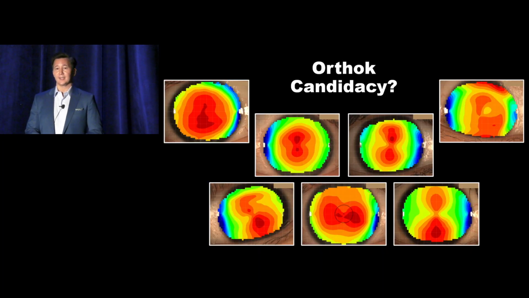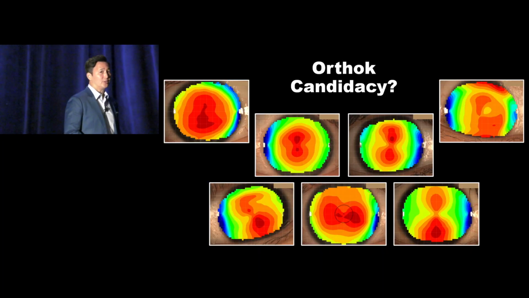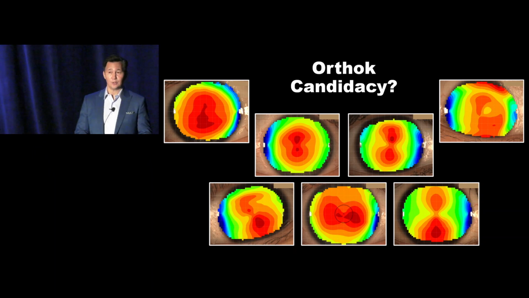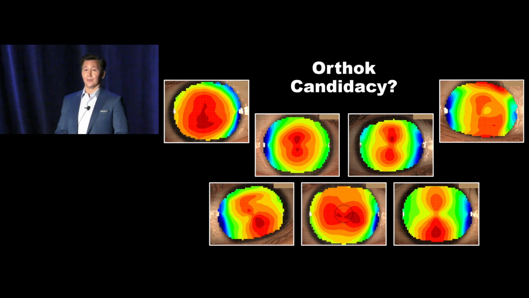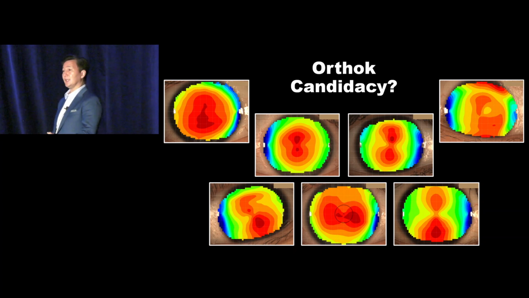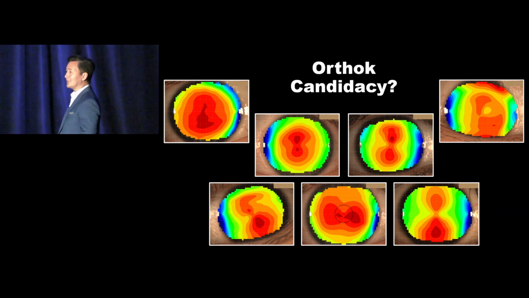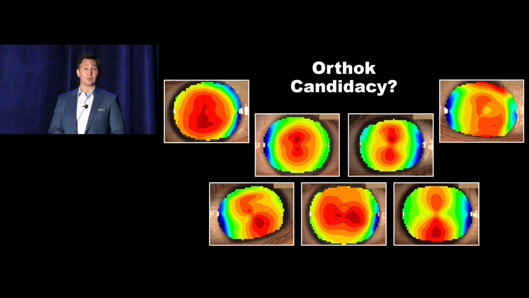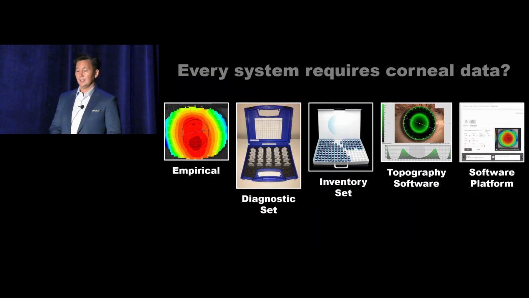Now, why is that? Because corneal topography determines the candidacy. Of course, the RX determines the candidacy too, but you know that. The topography is something you have to take to understand, is this patient a good candidate for treatment? So that's the first thing that topography does for us. Tells us if this is a good or bad candidate.